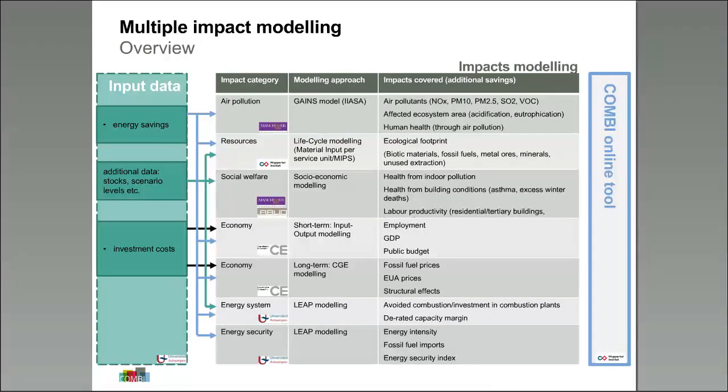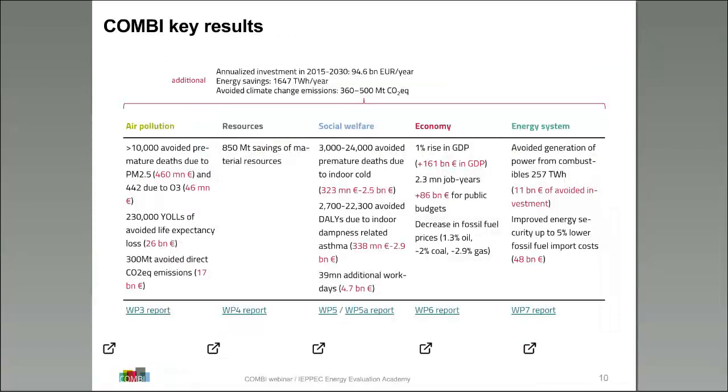All these impacts that were then modeled were, as said, fed into the COMBI online tool. So we will in a moment have a look at the tool itself, how it looks, how it works. But some key results to present you just beforehand. For air pollution, we have very large impacts. So this was already expected, but it goes into millions and even billions. And for resource impacts, we have no monetary impacts, but only physically estimated impacts.